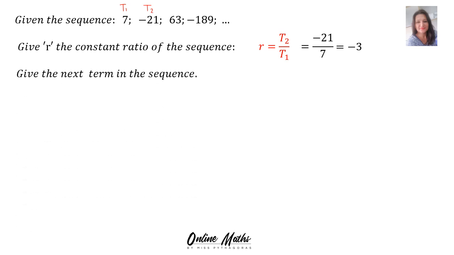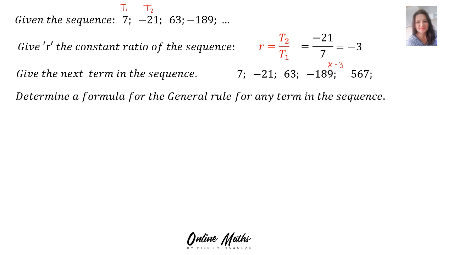Give the next term in the sequence. There's our sequence. Now to get to the next term, we multiply by the constant ratio. So we multiply by negative 3, and then a minus times a minus is a plus, 567.